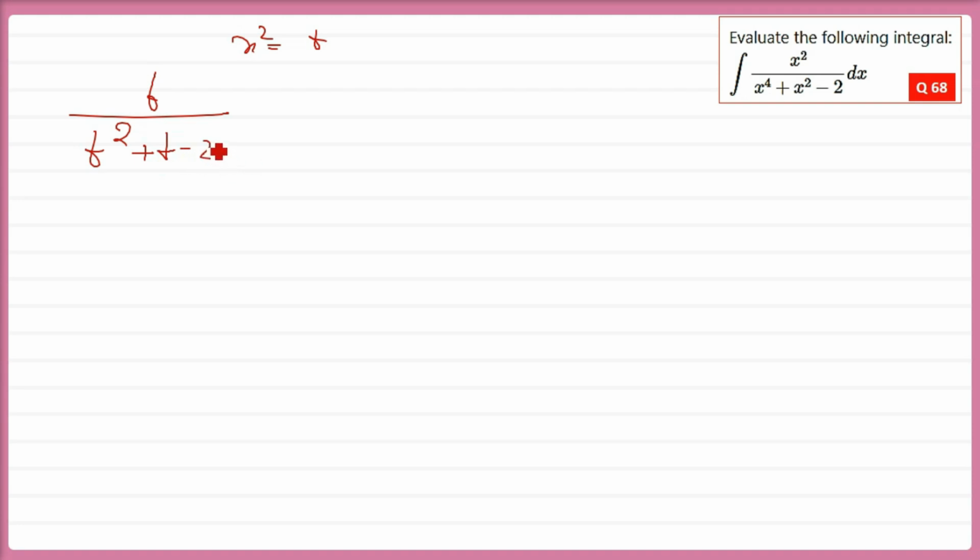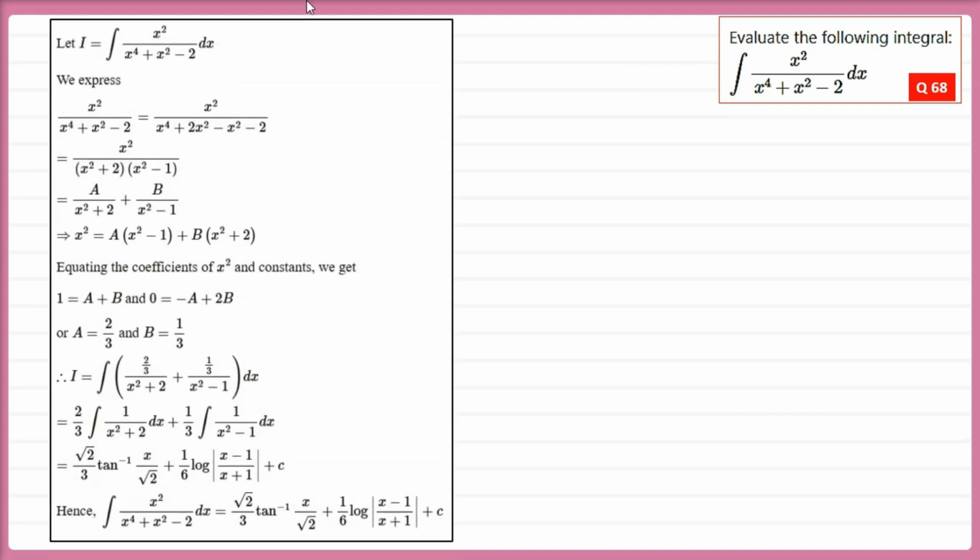This will give you t divided by t square plus t minus 2. We will take the factor. You already know how to make the factor. Then the a and b will come, and then put x square equals to t again, as I'll show you in the reference. So this question is almost similar to the 66th question, and there are certain things.